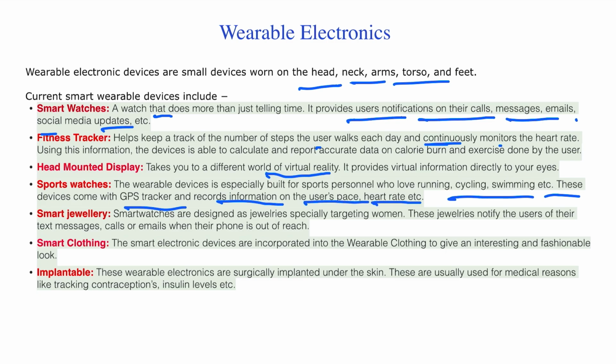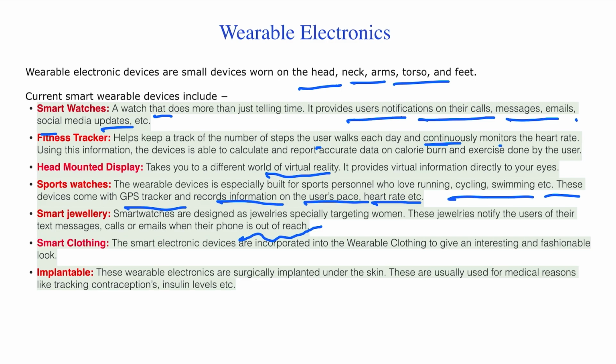Same as smartwatches. Smart jewelry. Smart watches are designed as jewelry, especially targeting women. These jewelries notify the user of their text messages, calls, and emails when their phone is out of reach. Okay, in different devices we can use it. These are all the smart devices.